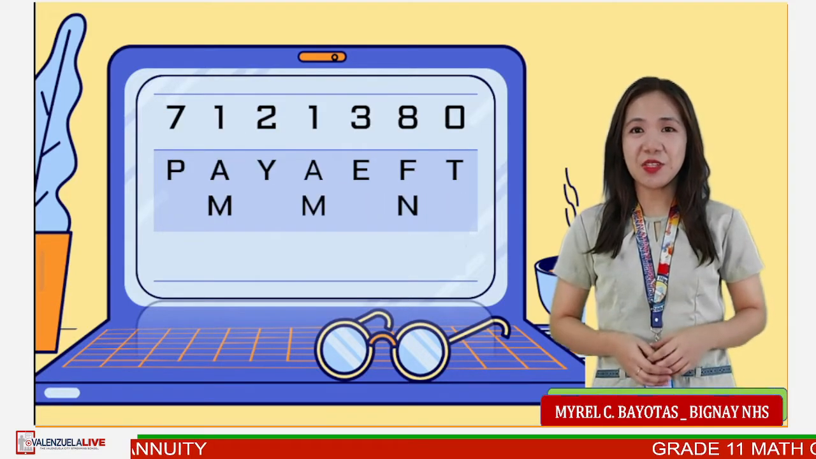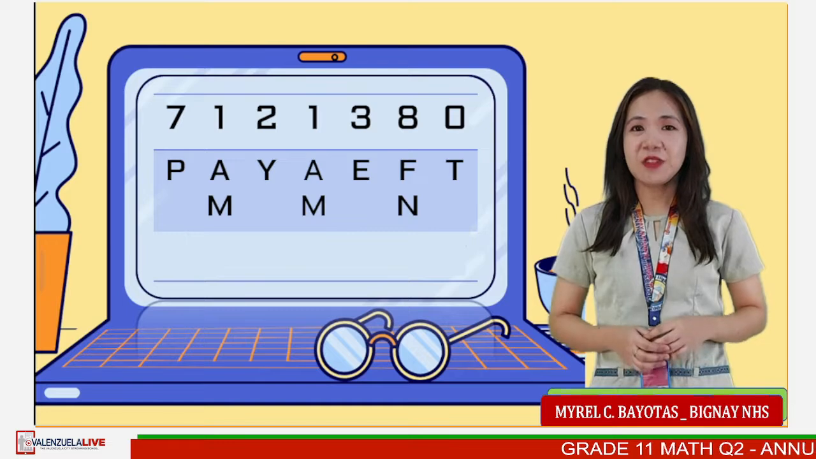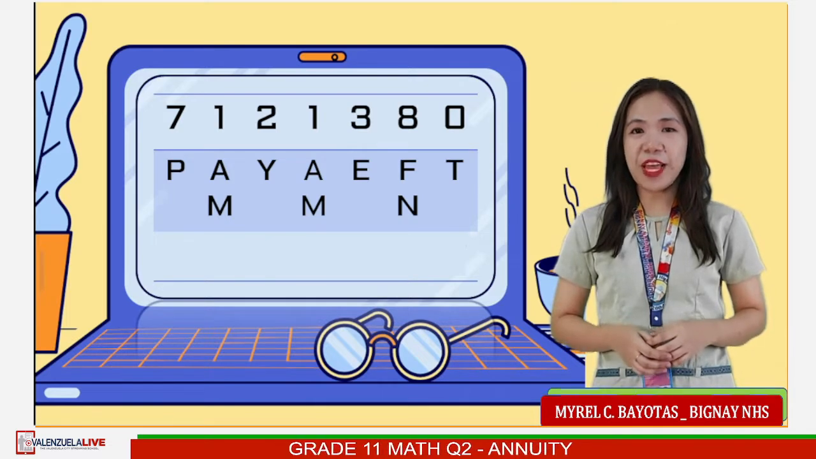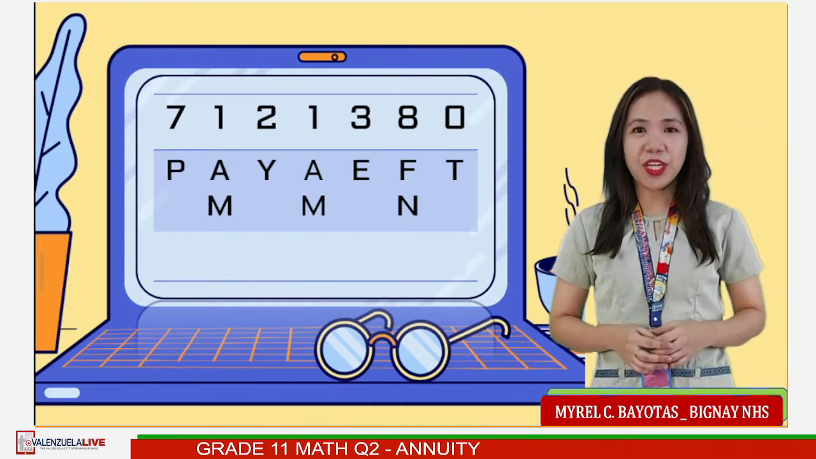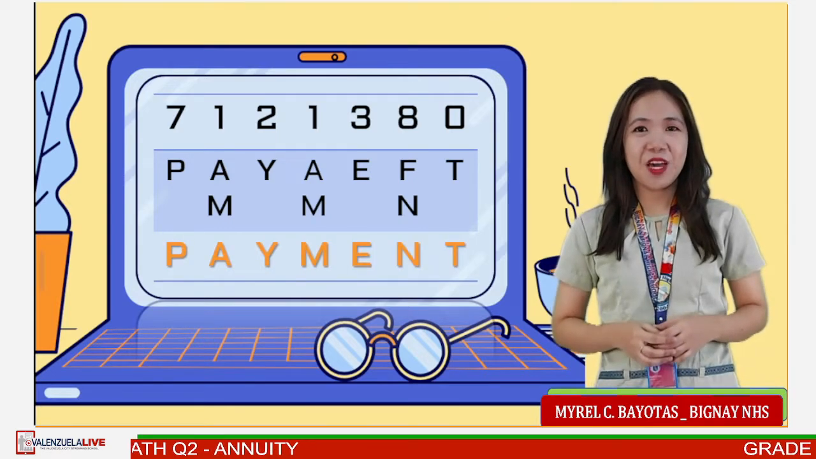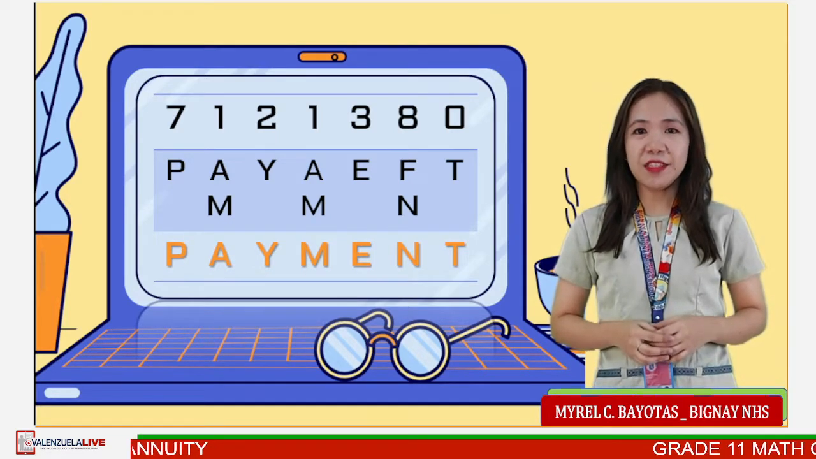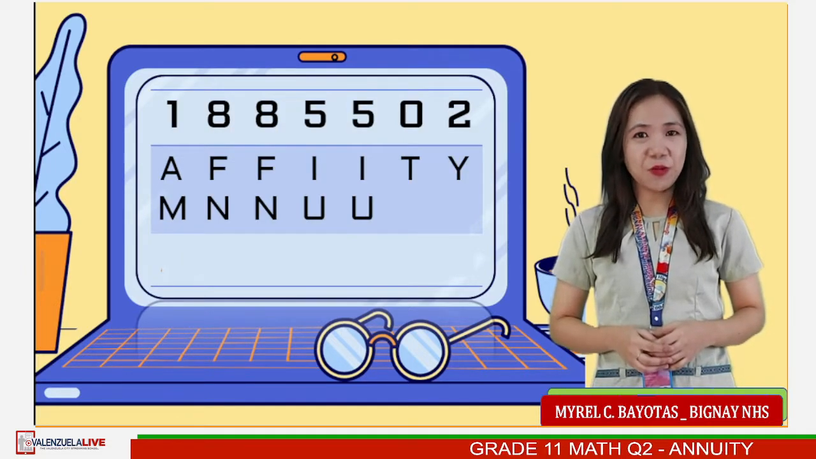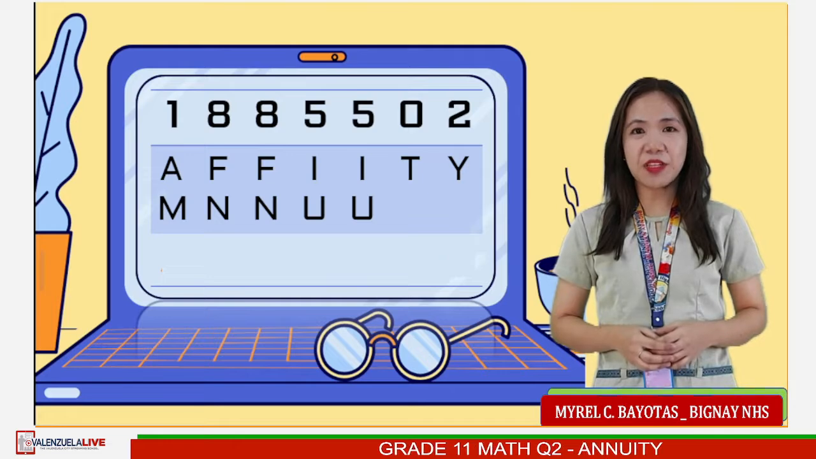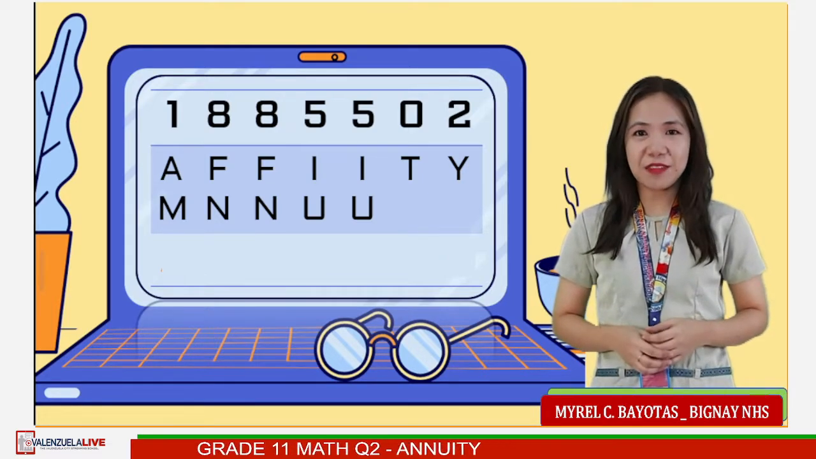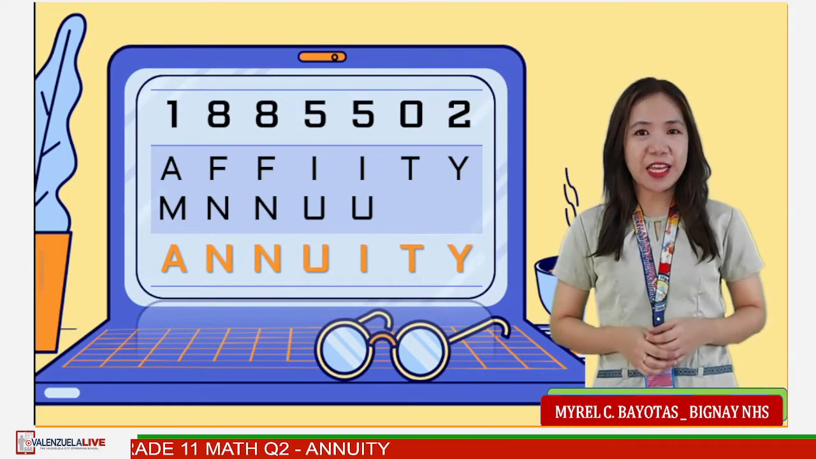We have the digits 7, 1, 2, 1, 3, 8, and 0. The corresponding letters are flashed on screen. The word that we are looking for is payment. Nice work! We have the digits 1, 8, 8, 5, 5, 0, and 2. Here are the corresponding letters to guide you. The correct word is annuity. Now we're down to the last one.